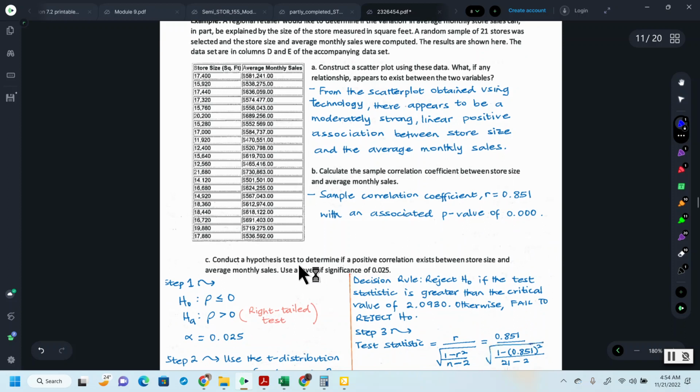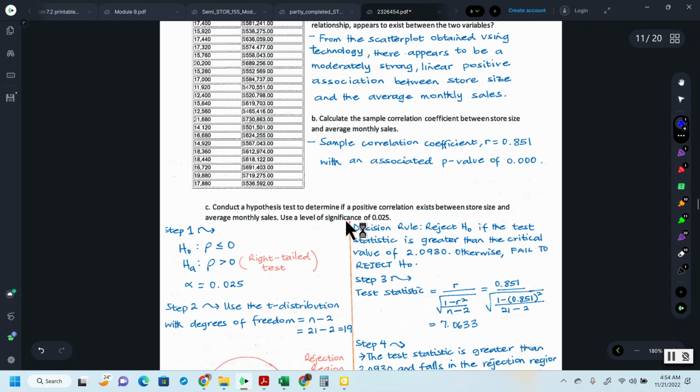Then we have to conduct a hypothesis test to test if a positive correlation exists between store size and average monthly sales. We have to use a level of significance of 0.025. Since we want to determine if we have a positive correlation, that will go to the alternative, which is this time testing strictly if rho is greater than 0 at alpha equals 0.025 level of significance. So the null hypothesis will take the rest, which is rho, the population correlation coefficient, less than or equal to 0.